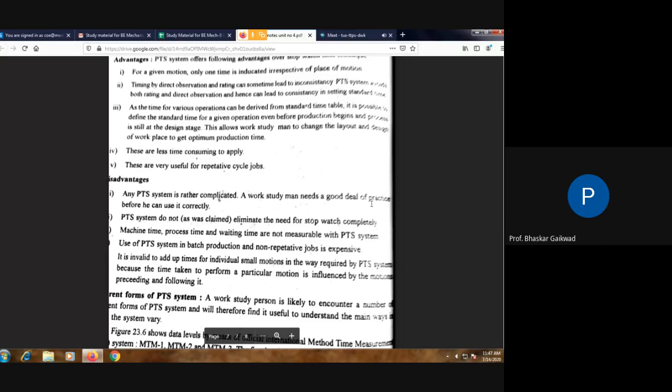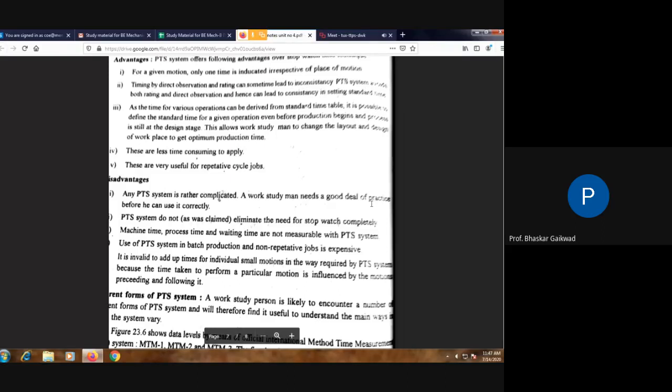If non-continuous production is there, batch production is there, then we have to use this, because standard time is decided for a batch. Okay, if continuous production is there, it is very critical to decide here. You can use either work sampling or your time study.